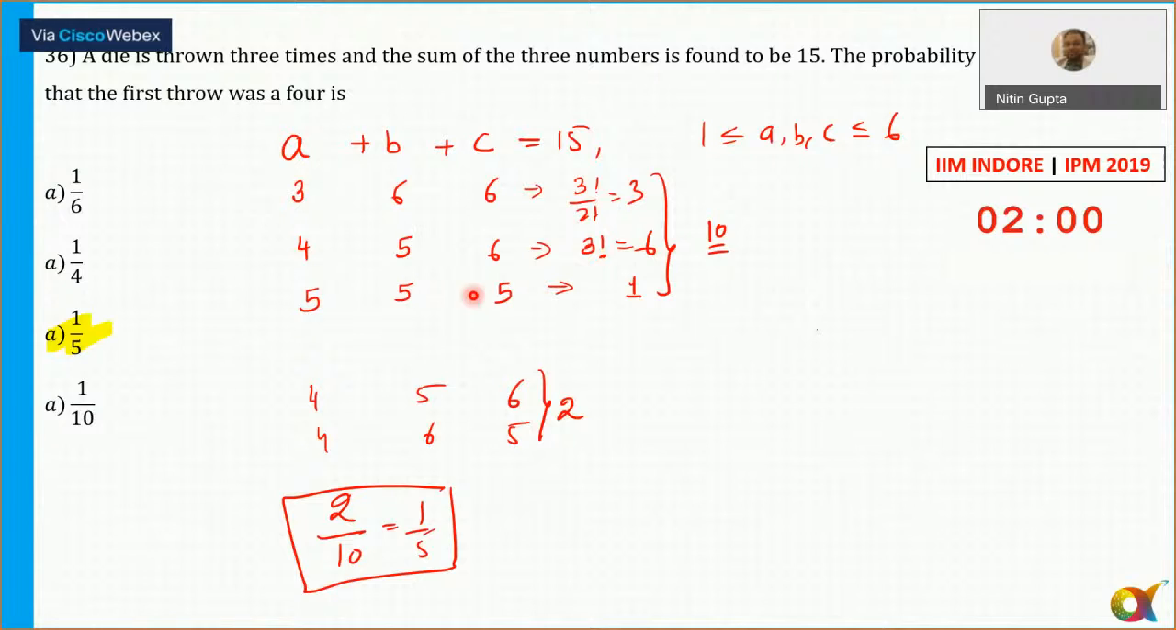11. Then 5 plus 5 is, and A is equal to 15. One way. So the total number of possible outcomes is 3 plus 6 plus 1. The probability of throw 4. So if it is 4, the second throw can be 5 followed by 6 or 6 followed by 5. There are two possibilities. So that's why it is 2 by 10, which is equal to 1 by 5. So I hope that now it is clear to all of you. Any doubts now? Again, the voice is breaking.